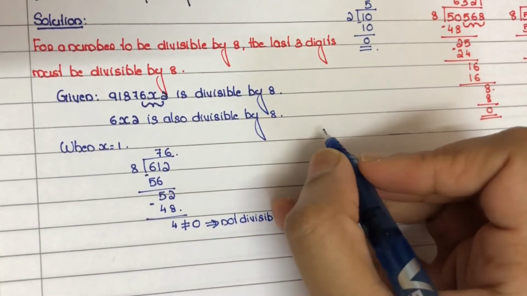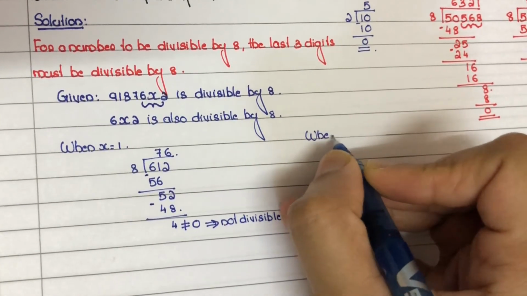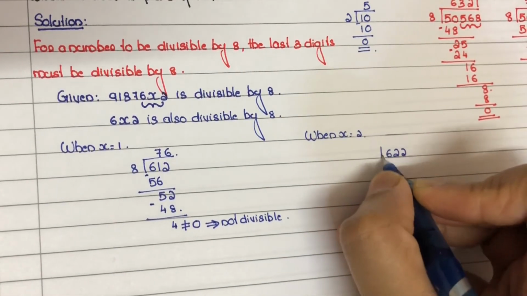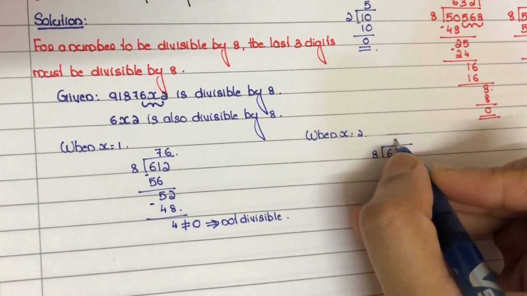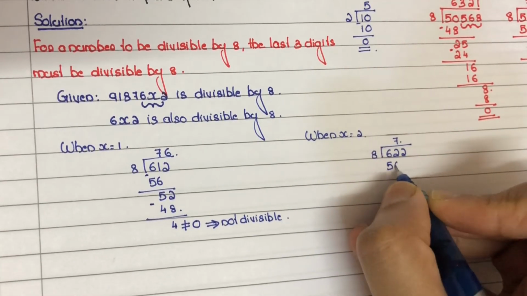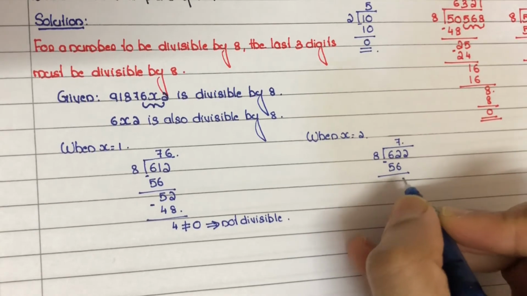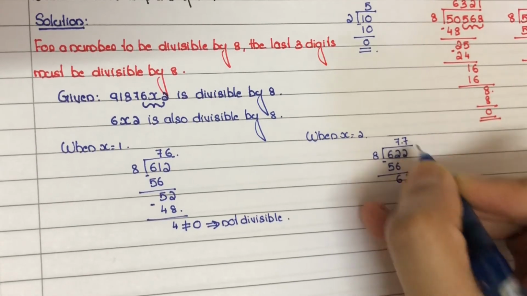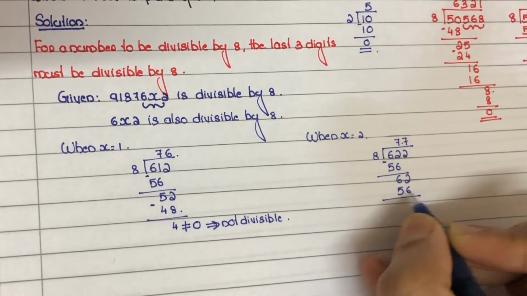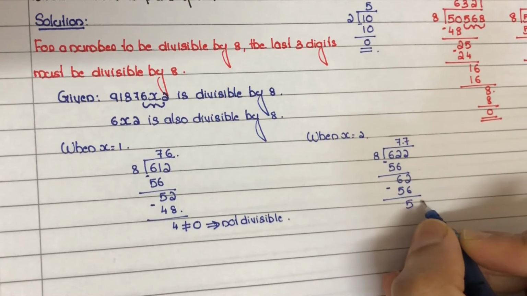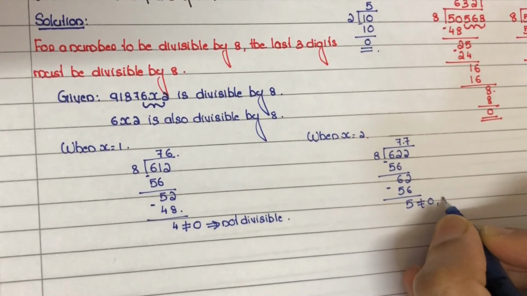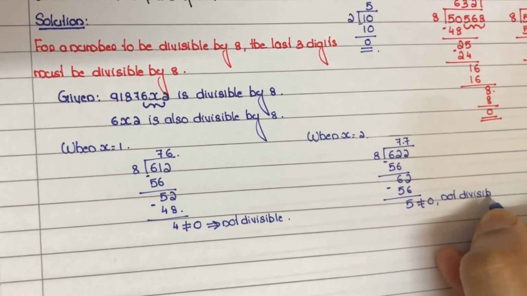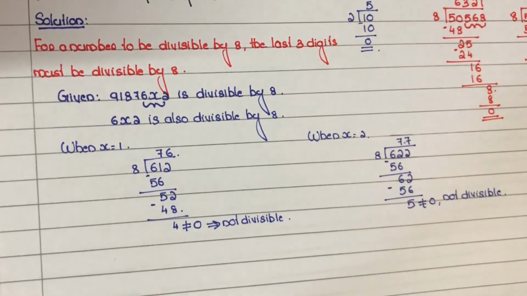Next, when x equal to 2. So 622 divided by 8. Again 7, 56, 62 minus 56 is 6. That is 62. Again 7, 56, 62 minus 56, 6. Again remainder is not equal to 0. That is not divisible. 622 is not divisible by 8.